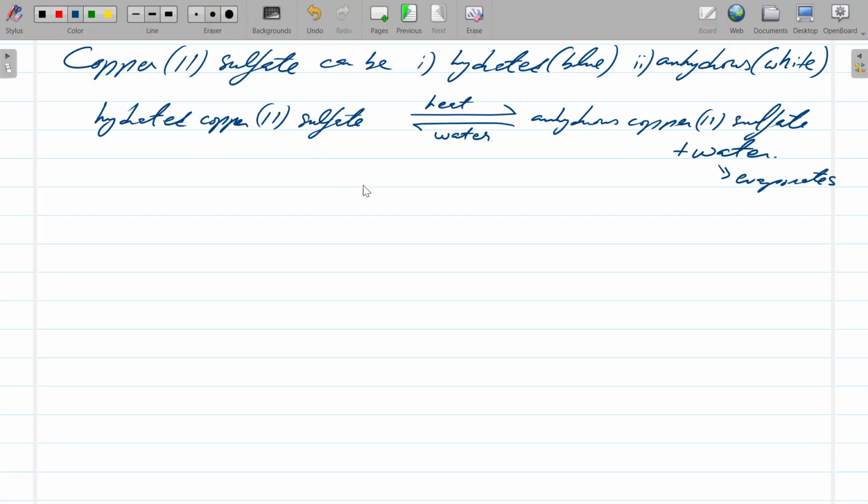So you're noticing a color change going from blue to white. That is how you know it happens. Now, why is this a chemical reaction? It's a chemical reaction because, as we saw earlier, the water of crystallization is incorporated into the crystal. So it becomes part of the crystal, so it affects its properties and its appearance. So it qualifies as a chemical reaction.